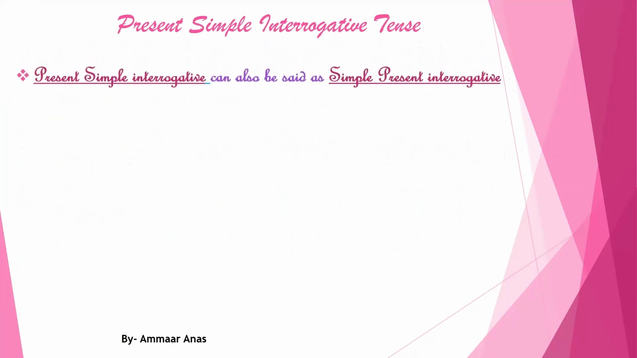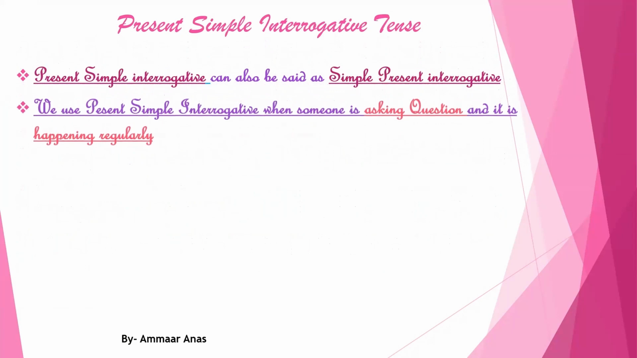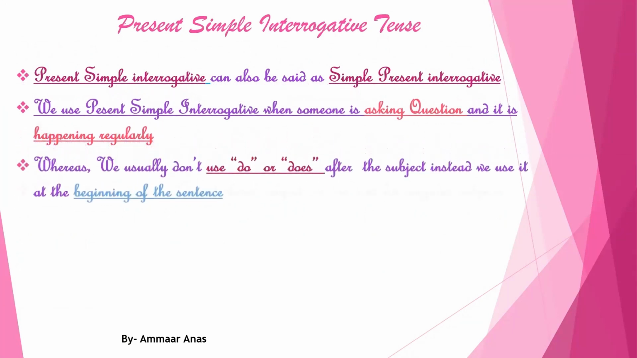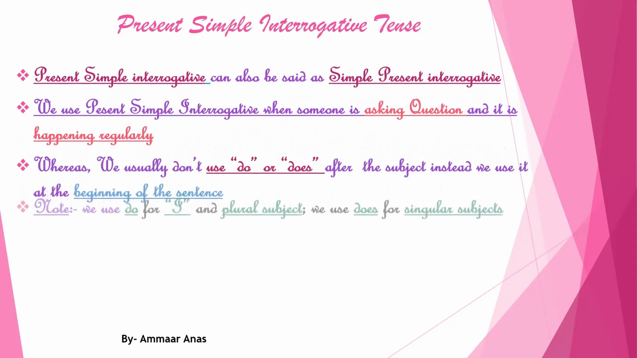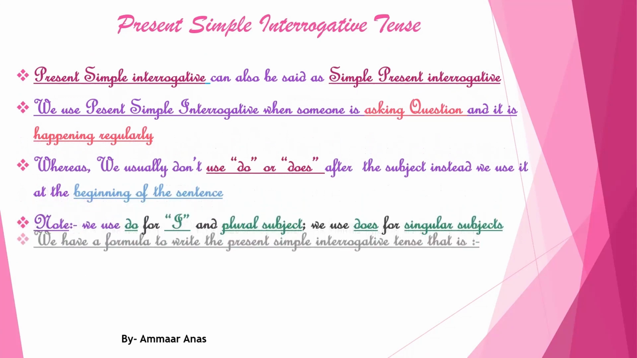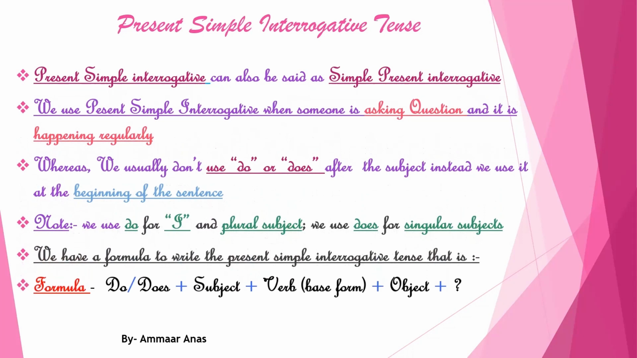Present simple interrogative can also be said as simple present interrogative. We use present simple interrogative when someone is asking a question and it is happening regularly. Whereas we usually don't use do or does after the subject. Instead, we use it at the beginning of the sentence. Note, we use do for I and plural subjects. We use does for singular subjects.